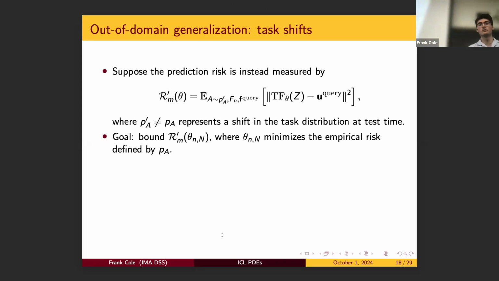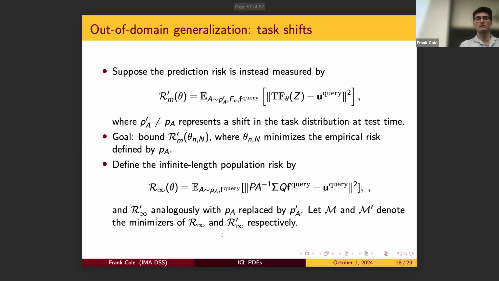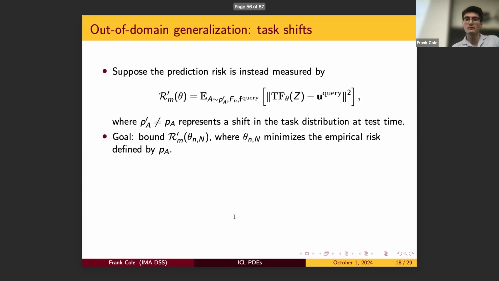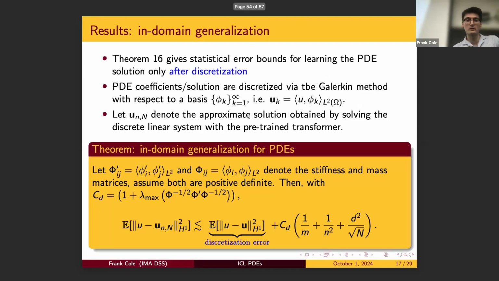So the goal is now to bound the population risk after distribution shift, where the pre-trained transformers were trained using the old distribution. For this, it's useful to define what I call infinite length or infinite context population risks. It's basically obtained by taking the population risk and taking the limit as m goes to infinity. Maybe I should refresh you.